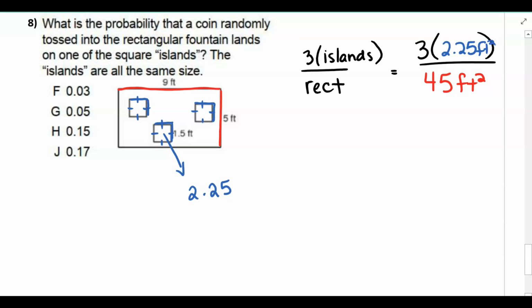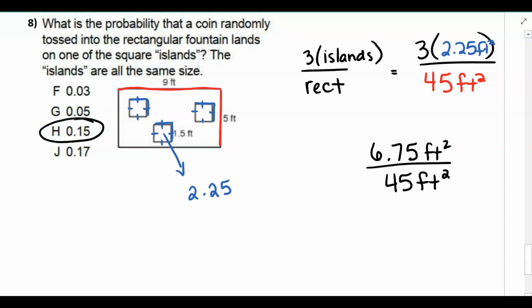So that means it has a total of 6.75 square feet that it could possibly land in to satisfy this situation. So 6.75 divided by 45 gives me a probability of exactly 0.15.